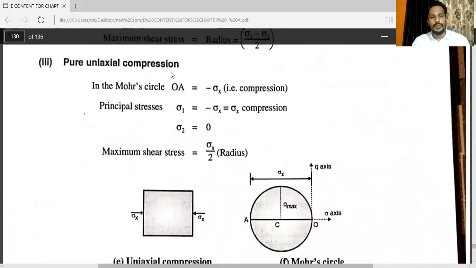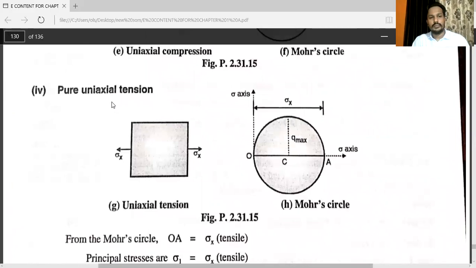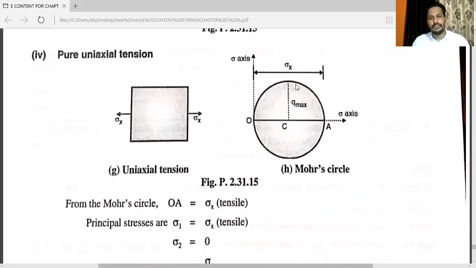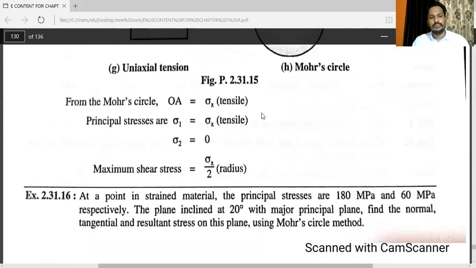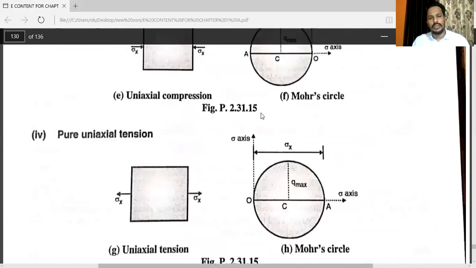The next is pure uniaxial compression. You can see here, this is only pure uniaxial compression. Sigma x is given. You can see here, Q max is here. Then pure uniaxial tension. Here sigma x, that is uniaxial tension. You can see this diagram, that is the Mohr circle. So different conditions for the Mohr circle have been shown to you.